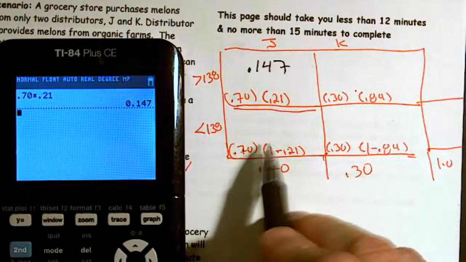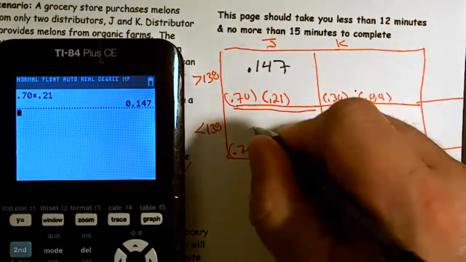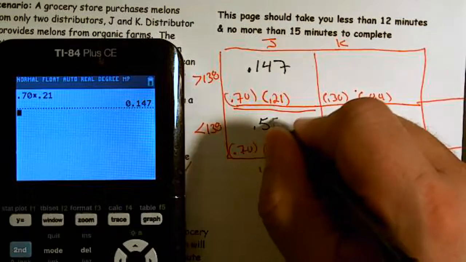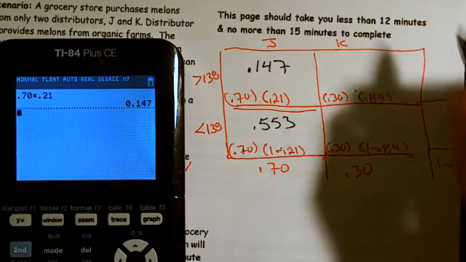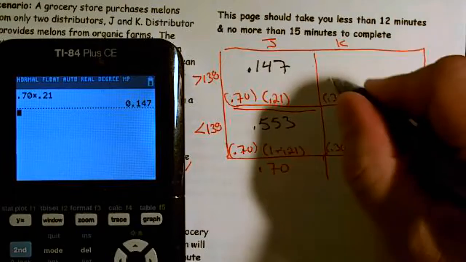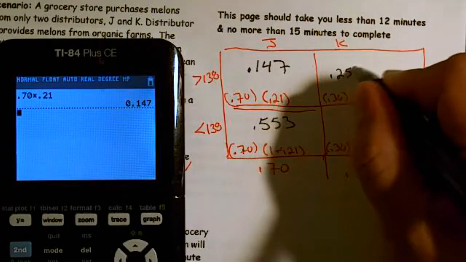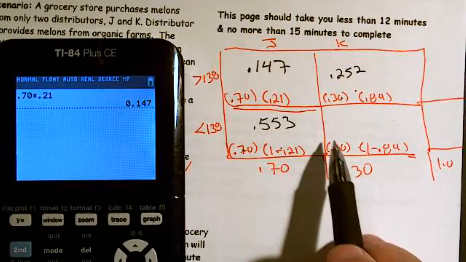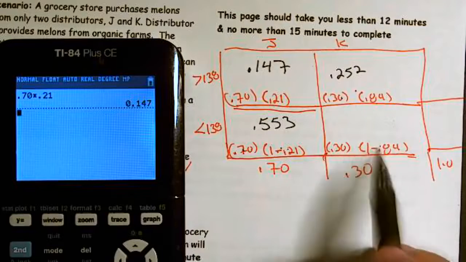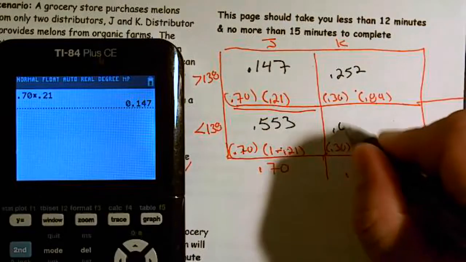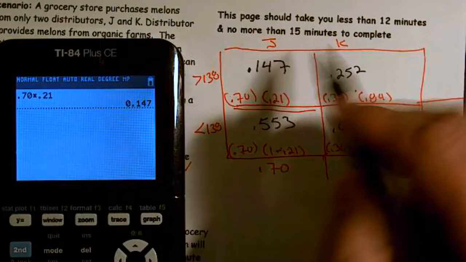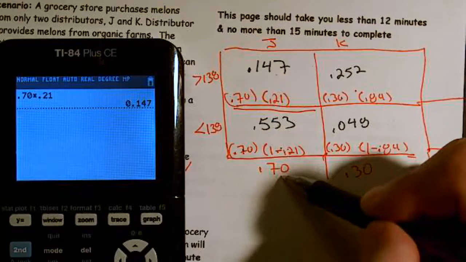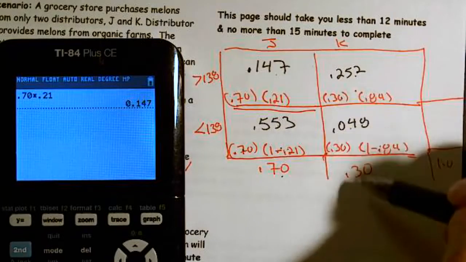When I multiply this times this, I end up getting 0.553. When I multiply this times this, I end up getting 0.252. And when I multiply this times this, I get 0.048. Summing these two should sum up to this, and they do. These two should sum up to this, and they do.